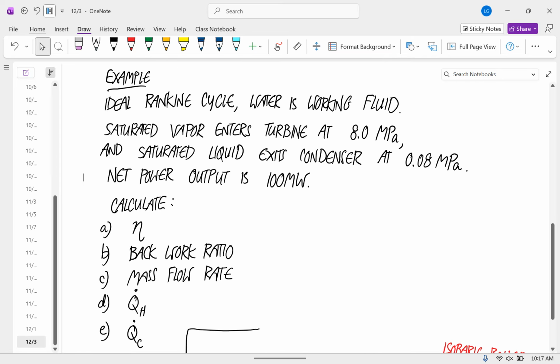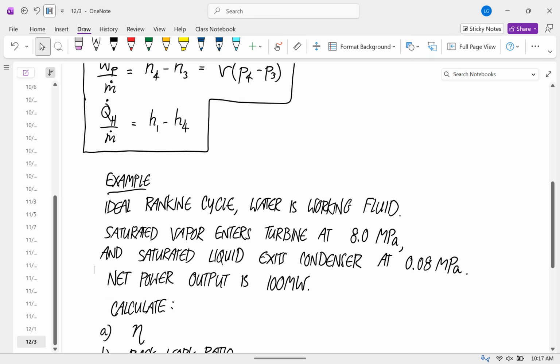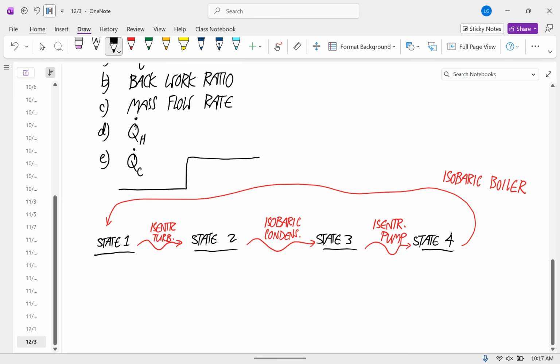So, saturated vapor enters the turbine at 8 megapascals. Which state is at the entrance to the turbine? State 1. Yep, state 1. And it says that this is a saturated vapor.